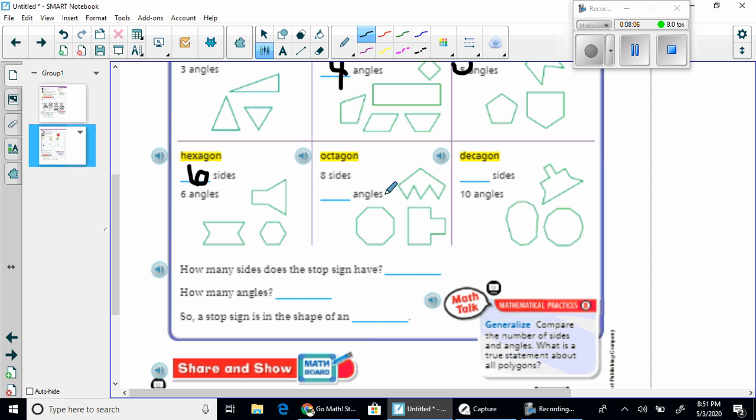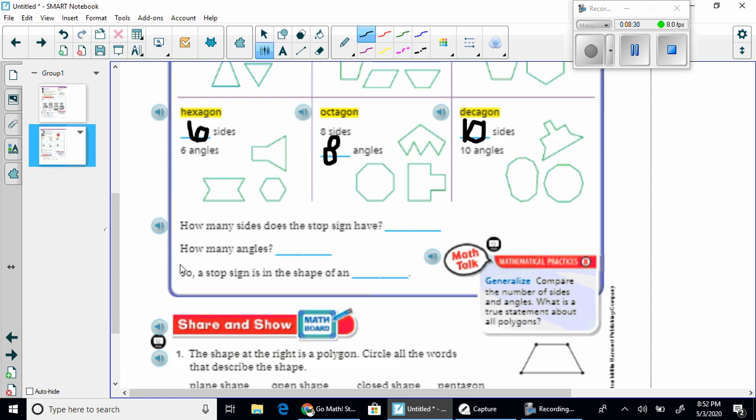All right, we know that an octagon has 8 sides, so therefore it has 8 angles. And then a decagon, obviously we know a decagon has 10 sides, and so therefore it also has 10 angles. Okay?